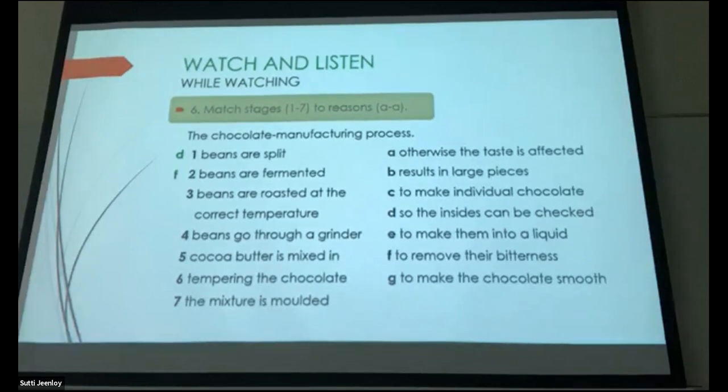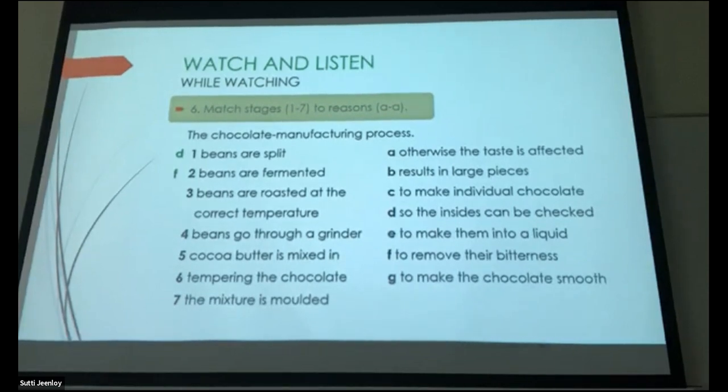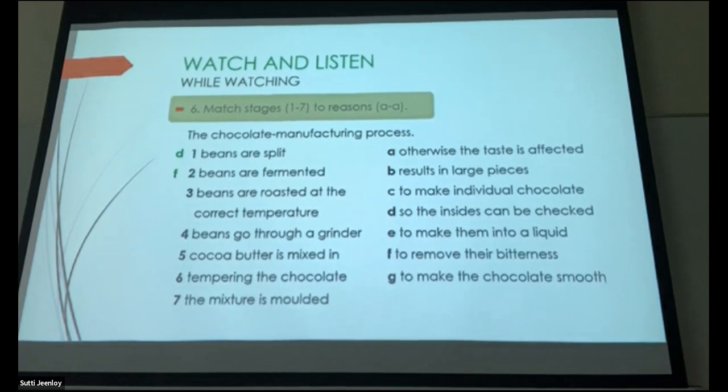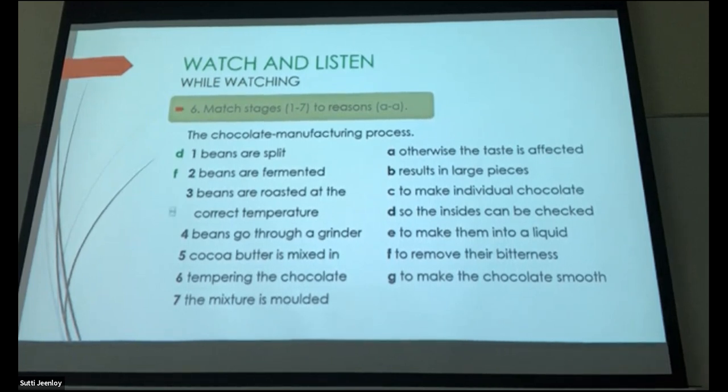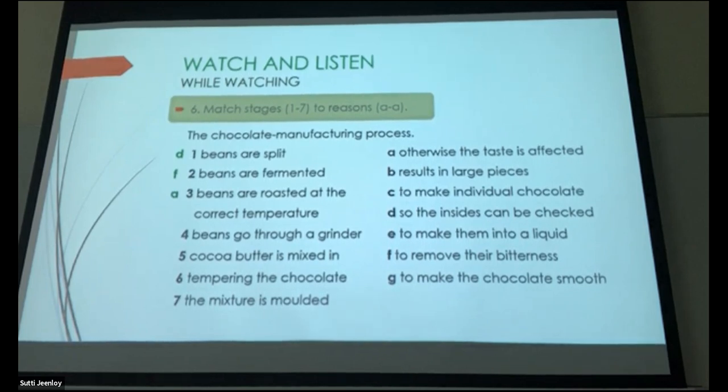Beans are roasted at the correct temperature. Otherwise, the taste will be affected, right? The taste is affected. Number 4, beans go through a grinder. Beans go through a grinder.